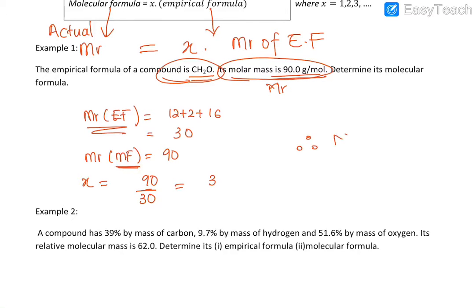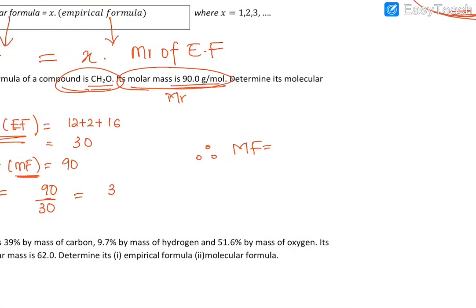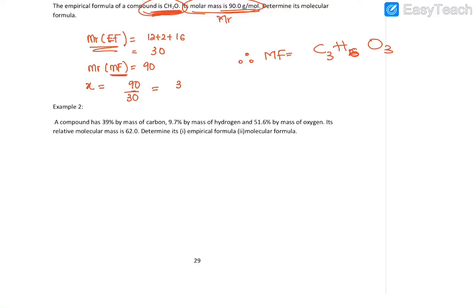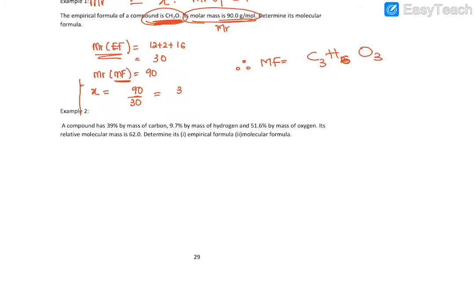Therefore, the molecular formula is going to be 3 times the empirical formula. So 3, 6, and 3. We're going to multiply the subscript by 3. So here the important thing is finding the value of X. How many multiples of the empirical formula do you need in order to get the molecular formula?